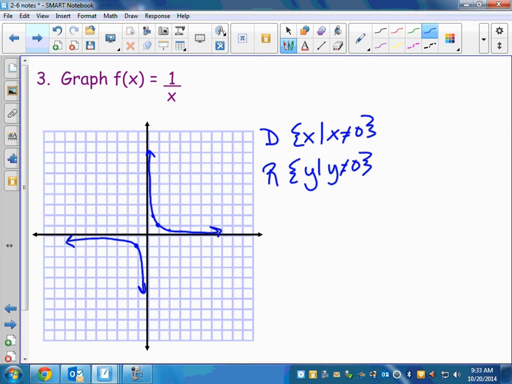And so remember that your asymptotes go hand in hand with what your domain and range are, right? Your vertical asymptote is where the domain skips, right? So the vertical asymptote is the line x equals 0. And your horizontal asymptote is where the range skips, which would be the line y equals 0. So I just want you to kind of see that connection between domain and range and vertical and horizontal asymptotes.